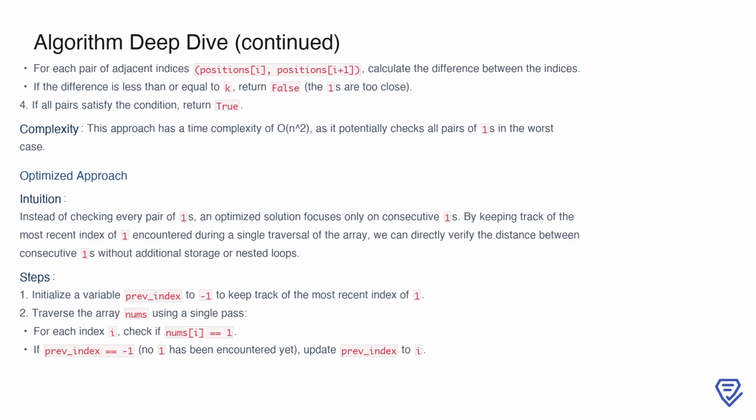The optimized solution focuses solely on consecutive 1s during a single traversal of the array. The key idea is to track the most recent index of 1 using a variable, which allows us to check the distance between consecutive 1s directly, without additional storage or nested iterations. By doing so, we reduce the complexity significantly while retaining the correctness of the solution.